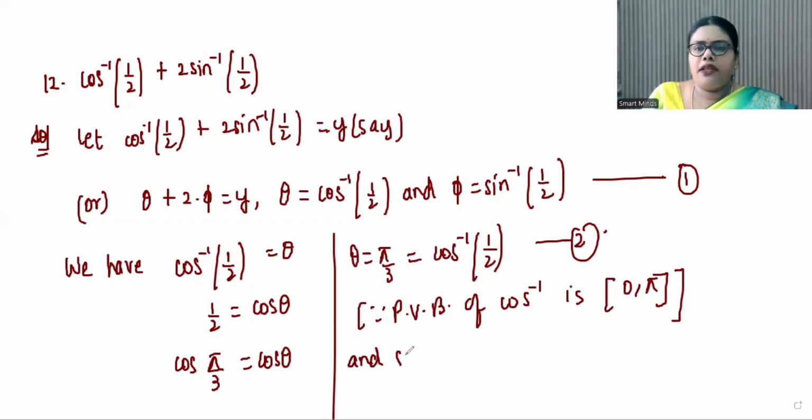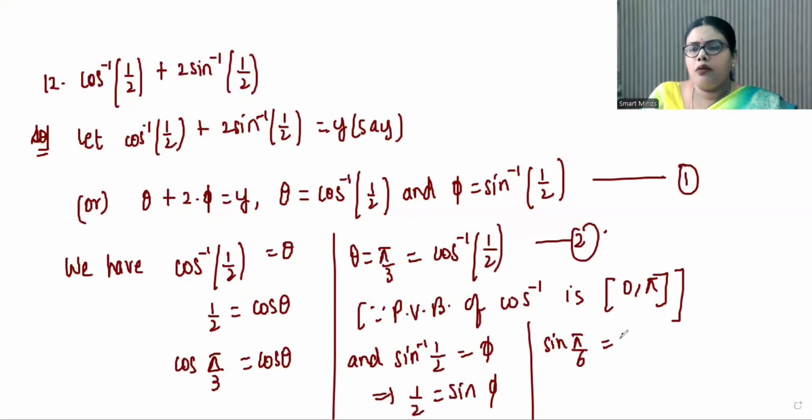And in the same way, we take sine inverse of 1 by 2 as phi. And we can write 1 by 2 as sine phi. When is sine theta 1 by 2? So 1 by 2 can be written as sine phi, not sine inverse. So this is sine pi by 6 equals sine phi. So phi equals pi by 6, that is sine inverse of 1 by 2.